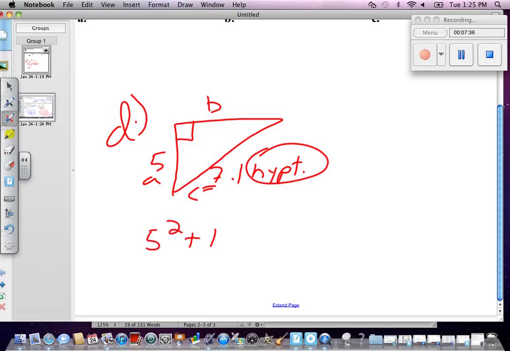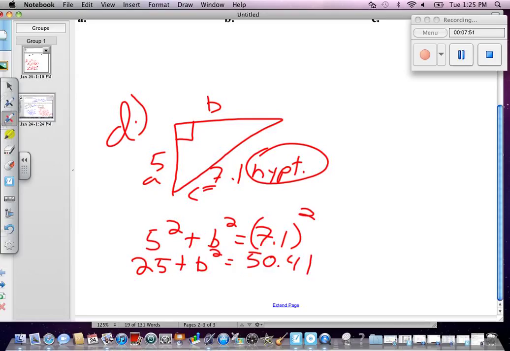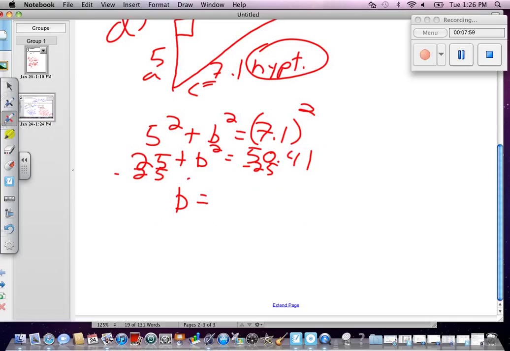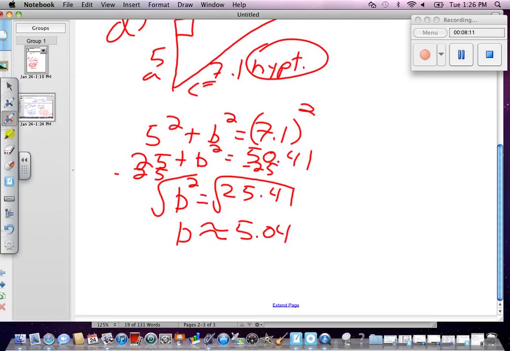5 squared plus B squared equals 7.1 squared. 25 plus B squared equals 50.41. Subtract 25 from each side. We get B squared equals 25.41. We square root both sides, and we get B is approximately 5.04. Okay.